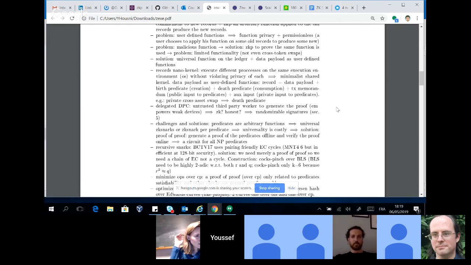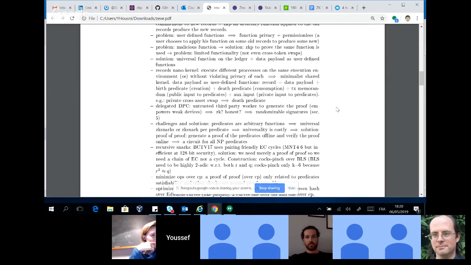So we agree that universality is costly. So a solution is to do a proof of proof. Instead of doing a general proof for every single predicate, where a predicate is user defined, we will end up with a proof per predicate.